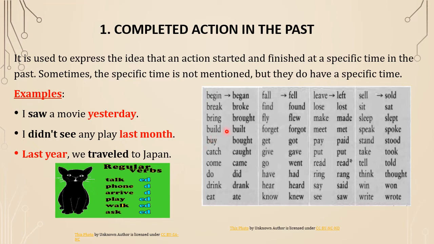On the other hand, irregular verbs are the ones which don't follow any rule, like begin, began, begun; bring, brought, brought; come, came, come; go, went, gone. No rule is followed. That is why they are called irregular verbs. So in order to write good English, you must have a good grip on these two different categories of verb, regular and irregular.